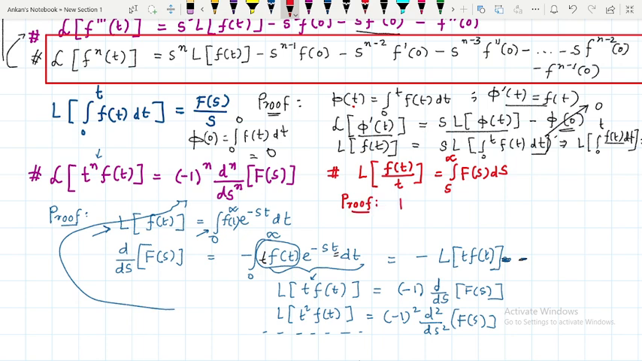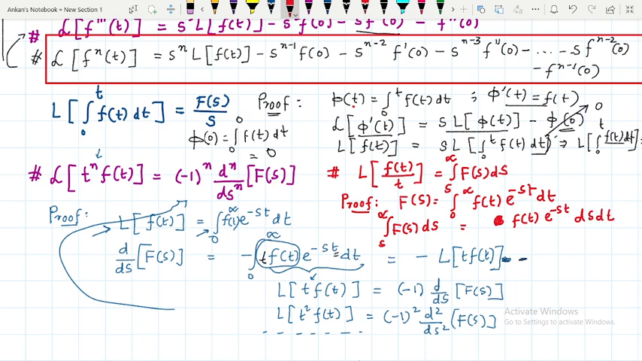So at first you have to apply the definition: F(s) = integral from 0 to infinity of f(t) e^(-st) dt. Then the integral of F(s) ds from s to infinity results in the integral of f(t) e^(-st) dt ds. Since ds is also present and dt was there, the limits are 0 to infinity and s to infinity.